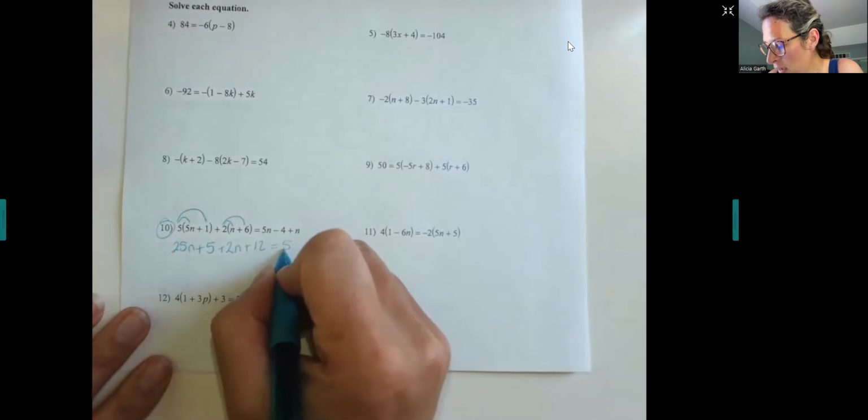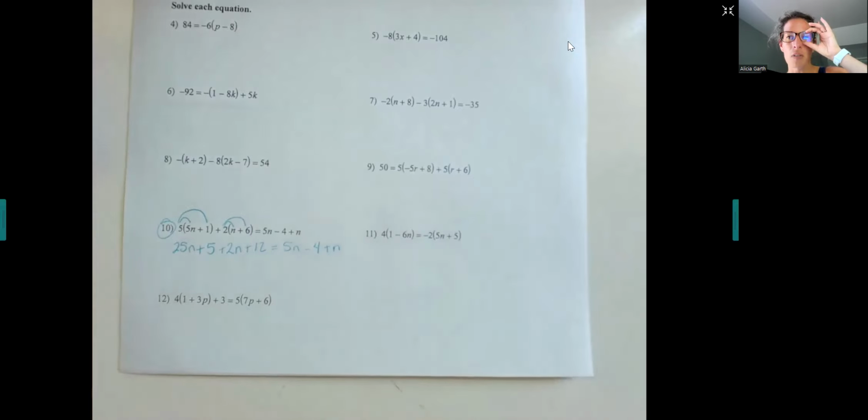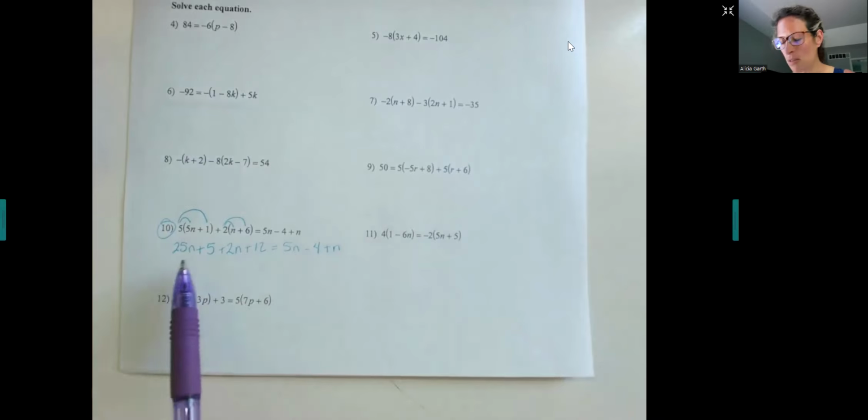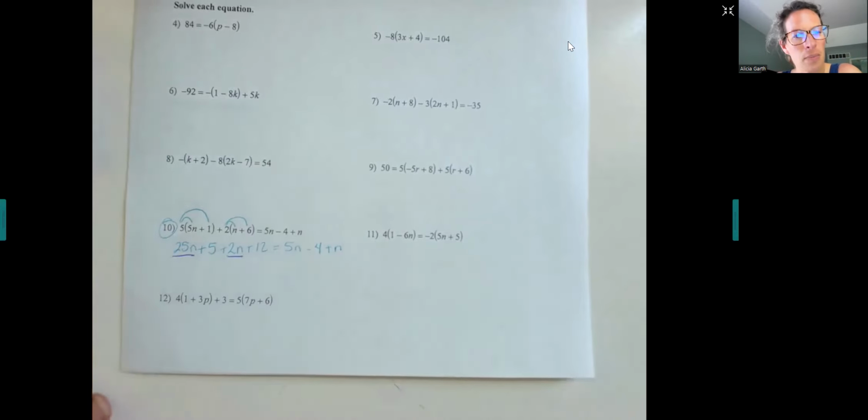That's equal to 5n minus 4 plus n. Now, the first thing that I'm going to do is add everything together on each side of the equation. So I'm going to add all of my variables together on each side of the equation. I'm going to add all of my constants together on each side of the equation. This only has 4 things, so I'm only going to underline my variables just to make sure that I add them together.